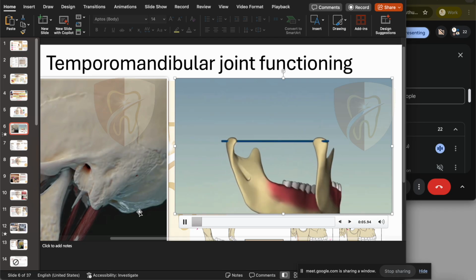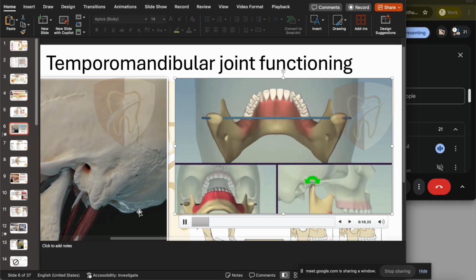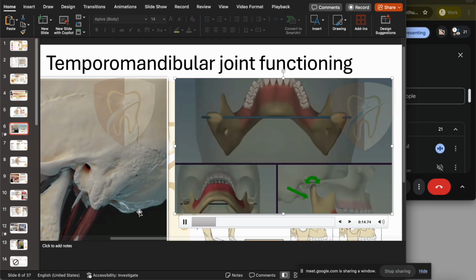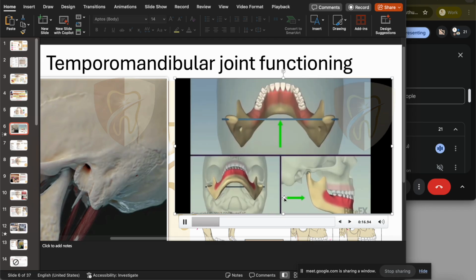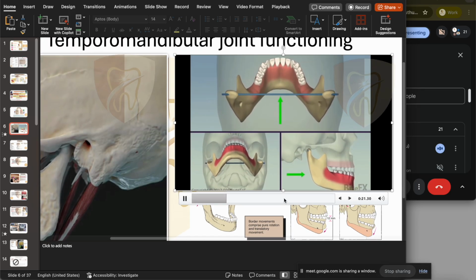So that's how the movement happens. Now, when we see here, this is actually a rotation movement of your jaw. Now, this green arrow at the bottom, that was actually another type of movement, that is your translation movement.